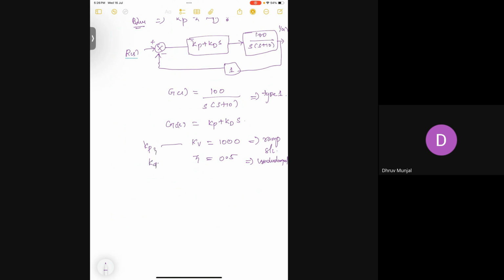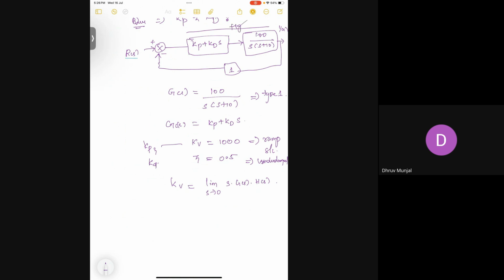Just think about it. So this Kv will give you the velocity error constant. You know the transfer function. You know the formula for Kv, that is Kv equal to limit s tends to 0, s into G of s into H of s. Right? How would this G of s look like? For example, this G of s is with the controller. So the feed forward gain will be considered all together.